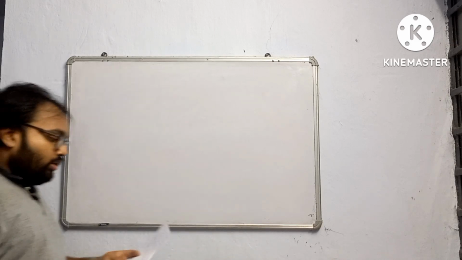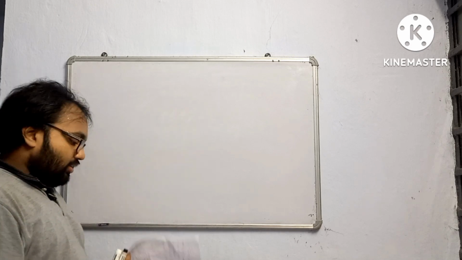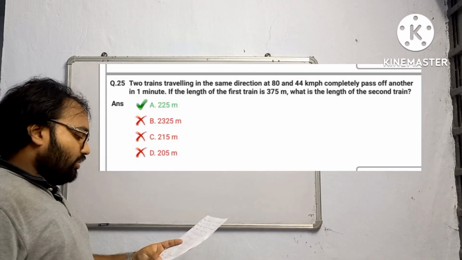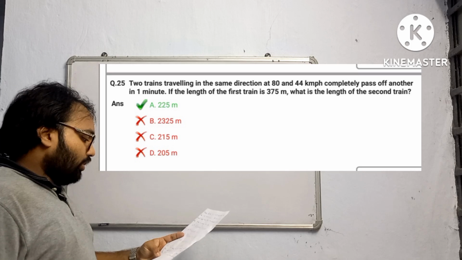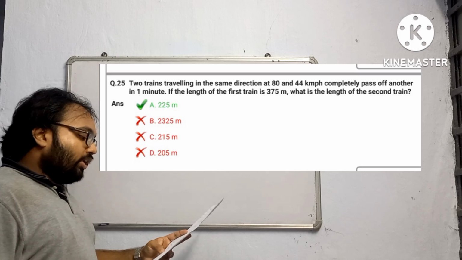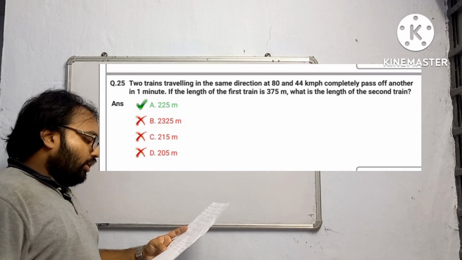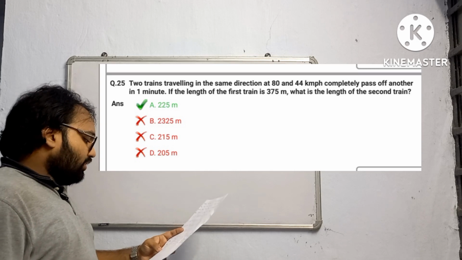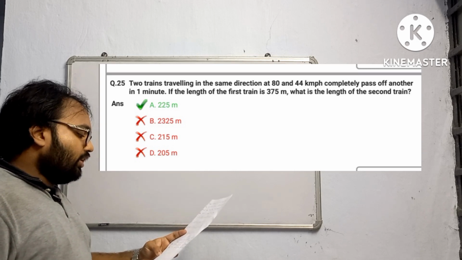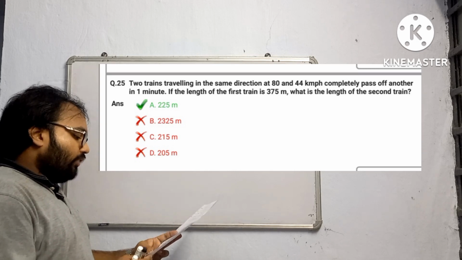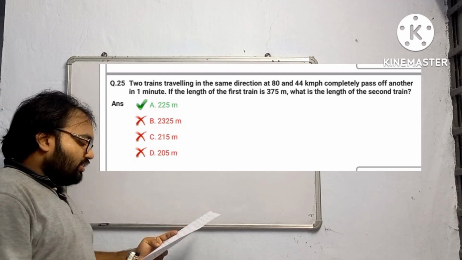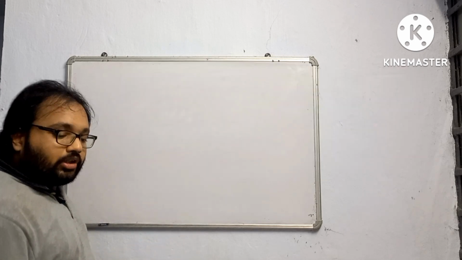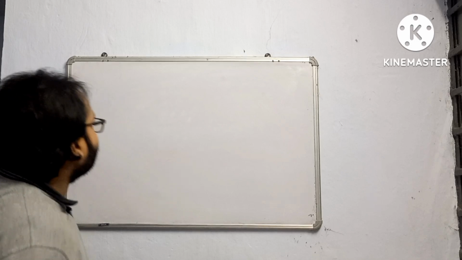Let us move. Next question you can see here, it is saying two trains traveling in the same direction at 80 and 44 km per hour completely pass one another in 1 minute. If the length of the first train is 375 meter, what is the length of the second train? So we have to find the length of the second train. Speeds have been given, 80 and 44 km per hour.